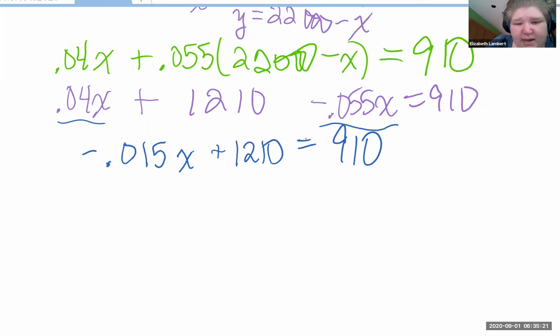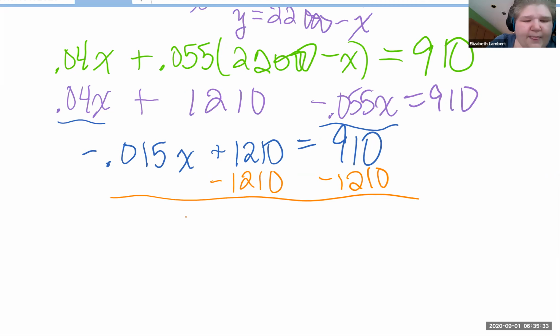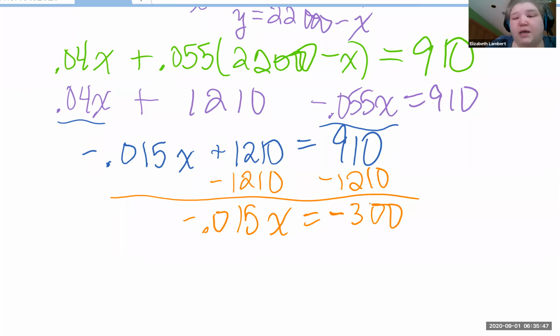All right, but now I want to move this 1210 to the other side. Now I can do my same thing to both sides, which in this case is subtracting that over. So the negative 0.015x stays. And now you see 900 something minus 1200 something. Yep, this is going to be negative. In fact, it's a negative 300. Yay for pretty numbers.